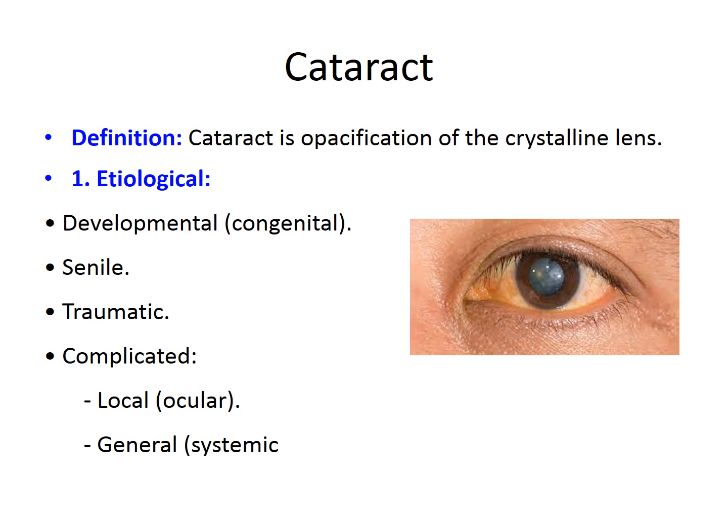What is cataract? The cataract is opacification of the crystalline lens. We could classify it on many bases. One of the important classification is the etiological classification. According to the etiology, we may have the congenital cataract, which starts since childhood, the senile cataract, which is age-related, traumatic cataract, and complicated cataract, which is related to local ocular causes and general systemic causes.